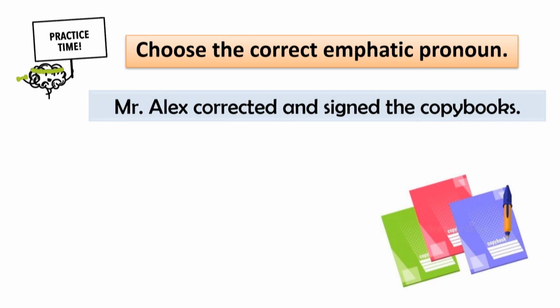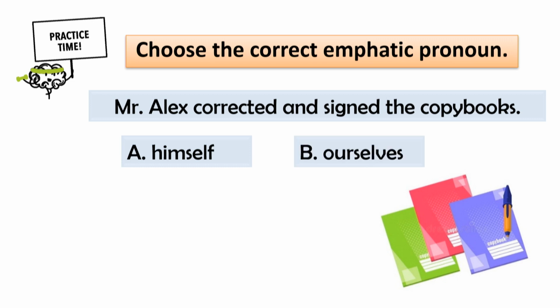Which emphatic pronoun will you use to emphasize that Mr. Alex corrected and signed the copybooks and not another teacher? Is it A, himself, or B, ourselves? Correct! It is A, himself. Where can you put the emphatic pronoun? Yes, you can put it after the name Mr. Alex or at the end of the sentence.